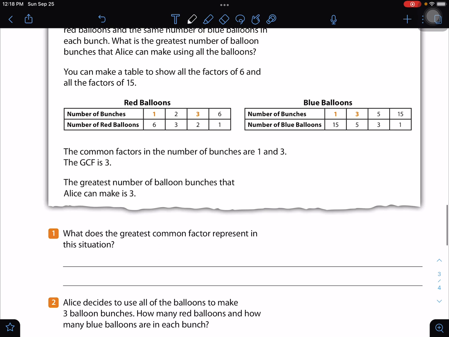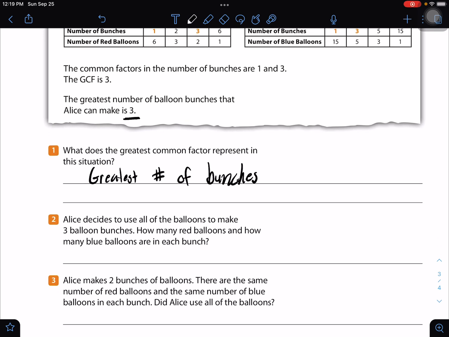So number 1, you should have written, what does the greatest common factor represent in the situation? Well, we're talking about red balloons and blue balloons. The common factor are the number of bunches. The greatest number of balloon bunches that Alice can make is 3. So what does the greatest common factor represent? What does that 3 represent? That would be the greatest number of bunches, or something close to that.